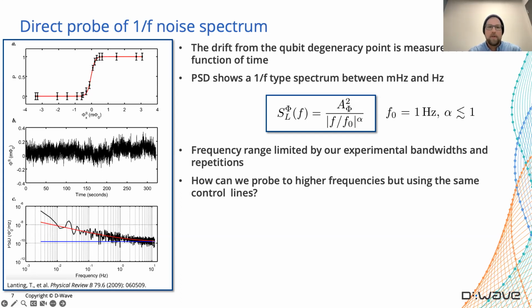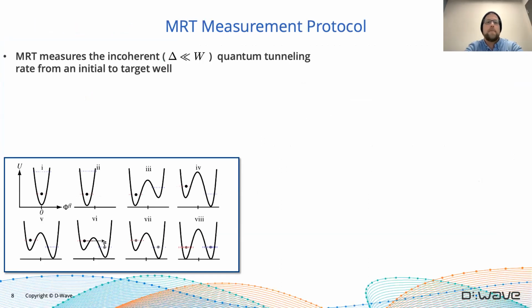And what we want to be able to do is probe to those higher frequencies, but we want to still use our same control lines that we use for our quantum annealing processors, which have limited bandwidths. So we want to be able to use these control lines, but be able to measure up to higher frequencies. And that's where this measurement technique called MRT, or macroscopic resonant tunneling, comes along.